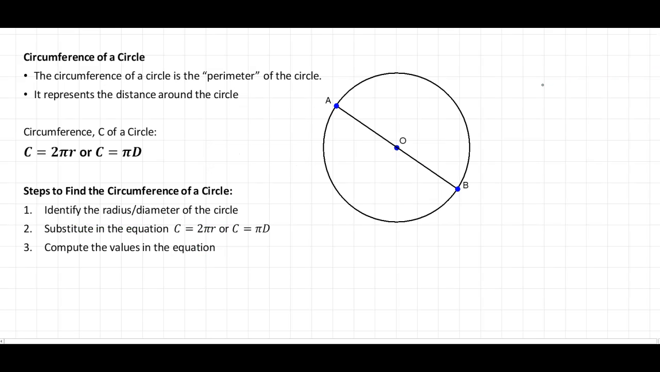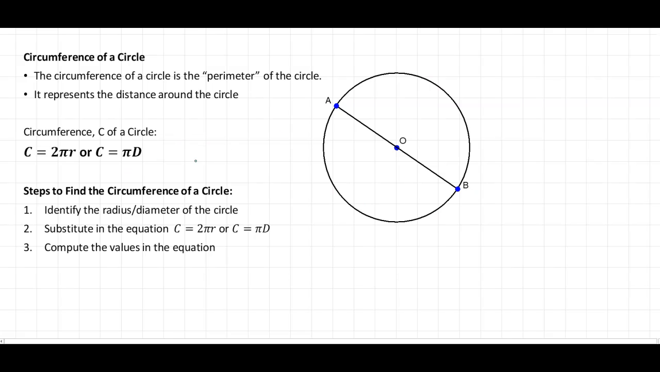Now, what is the circumference of a circle? The circumference is a unique term used for the perimeter of a circle, and it shows the path around the circle. Some would say the distance around the circle. It's the path around the circle.